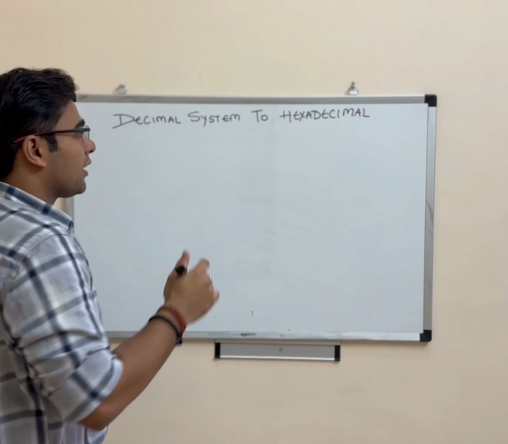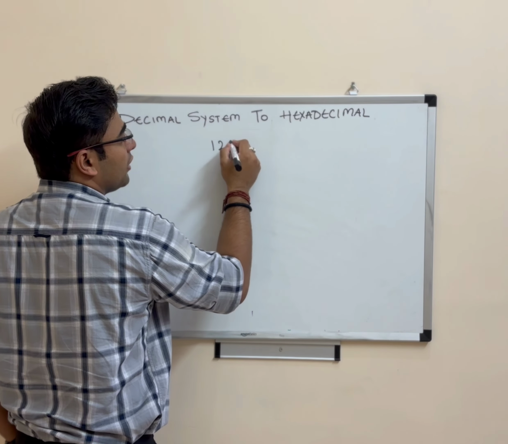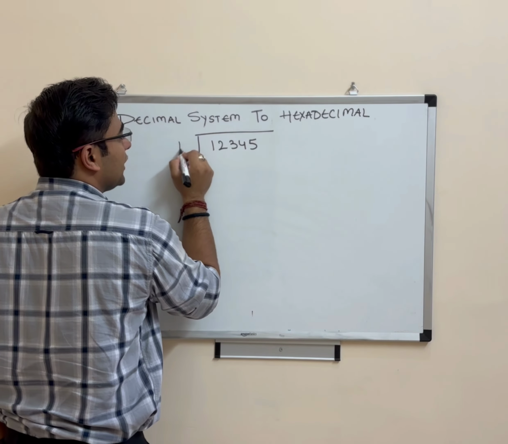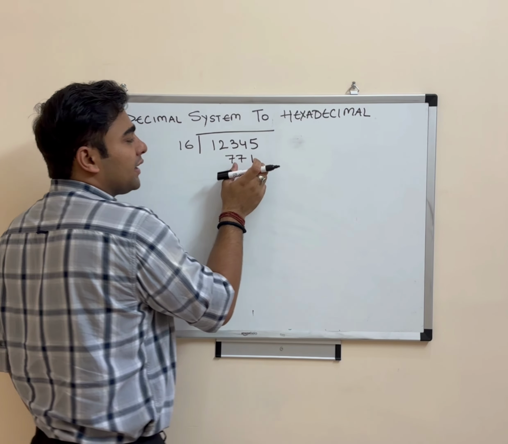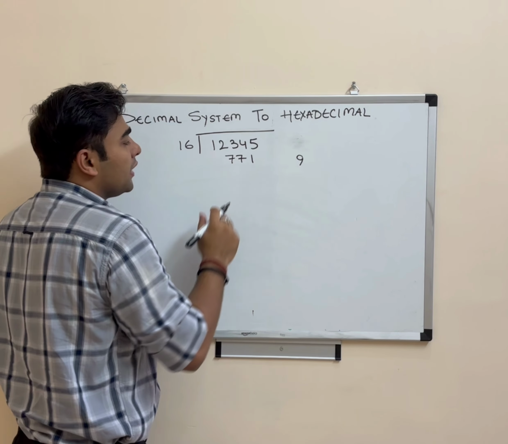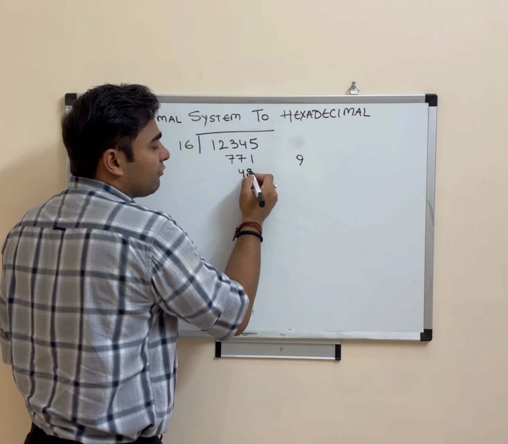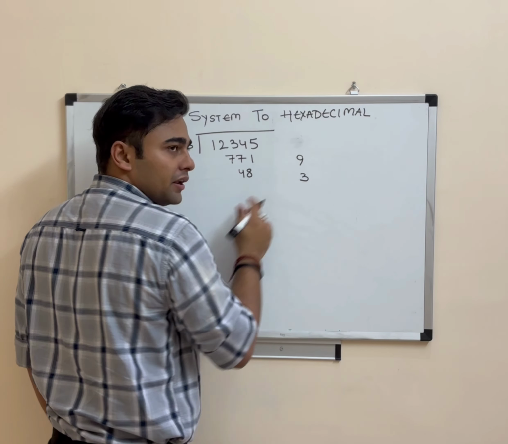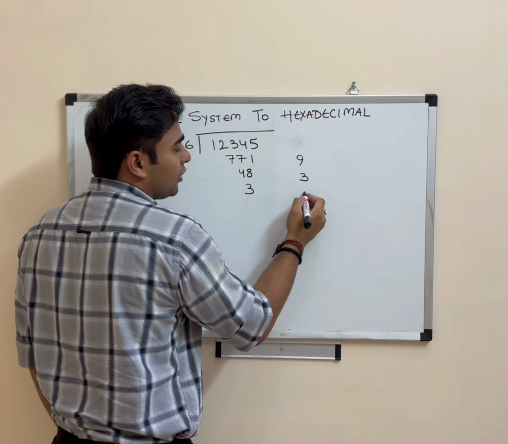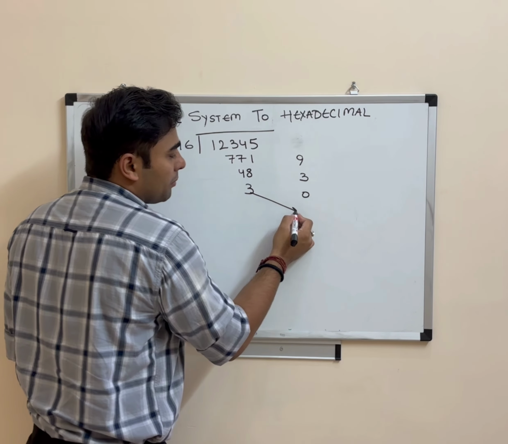Now we will see how conversion from decimal system to hexadecimal system takes place. Let's take our example of 12345, and now we will divide this number by 16. By 16 we will get 771, and 9 would come up here as a remainder. Then again if we divide, we'll get 48 here, and 3 as remainder. Then 3 times 16 is 48, you will get 0 here, and then 3 would come up here.